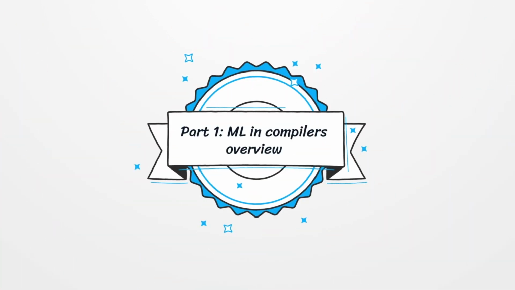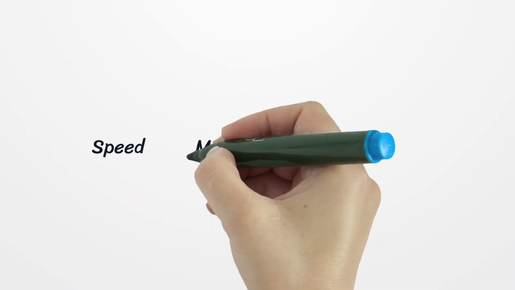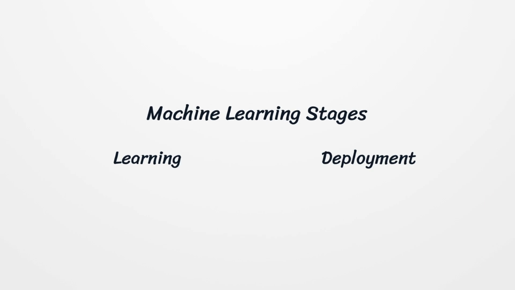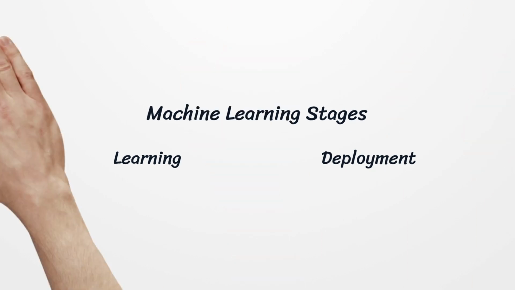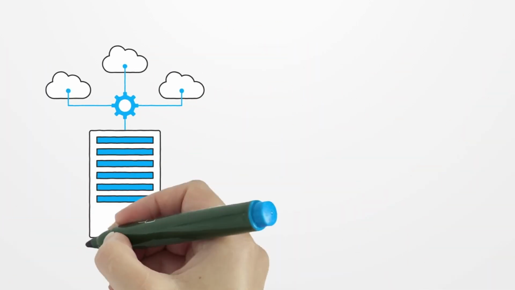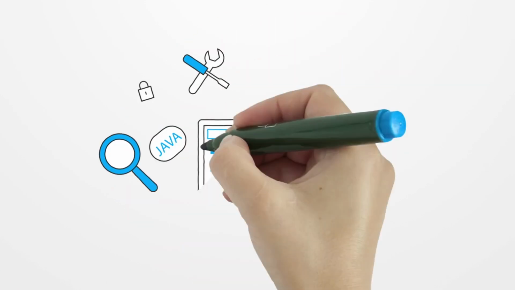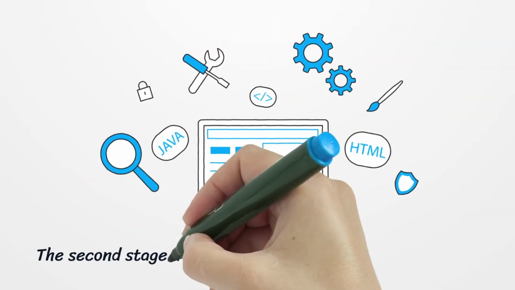Part 1. Machine Learning in Compilers. Overview. Optimization can be in speed, memory, or power usage. There are two main stages involved in machine learning: learning and deployment. The first stage learns the model based on training data, while the second uses the model on new unseen programs.